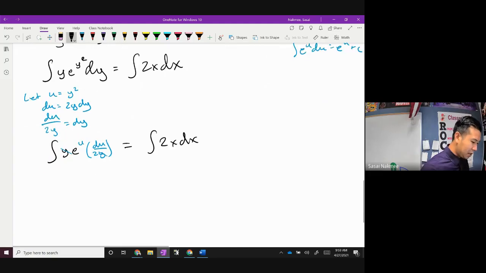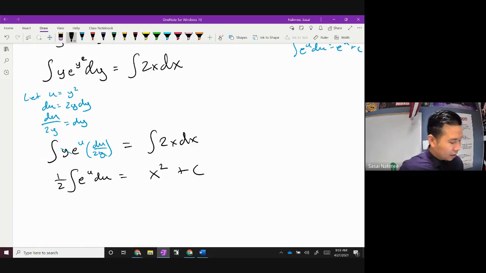I'll do it right now. So this will be 1/2 times the integral, because that 1/2 is under the du right there, of e to the u du is equal to the integral of 2x dx. I'll just do that integral right now. Integral of 2x, you don't need to do any u substitution. Hopefully you guys see the power rule. This will be x squared over 2, and the 2 right there will cancel with that 2 on the bottom. This will just become x squared plus c.